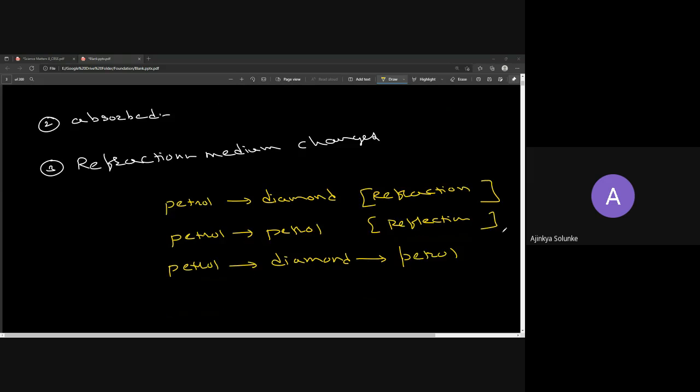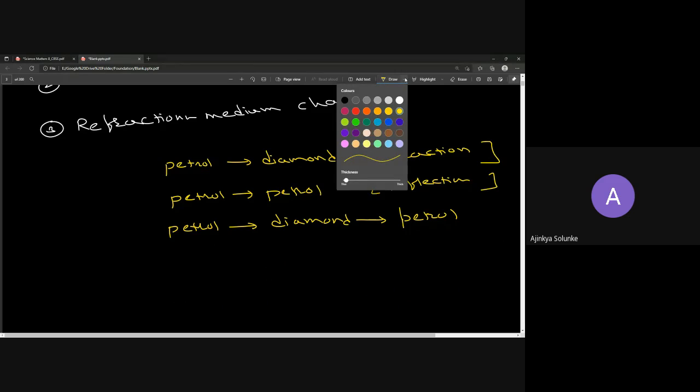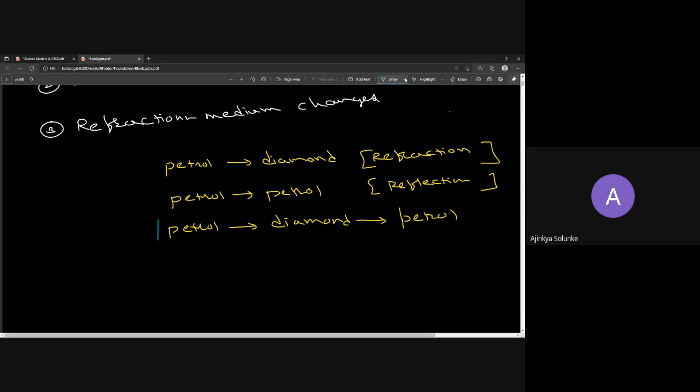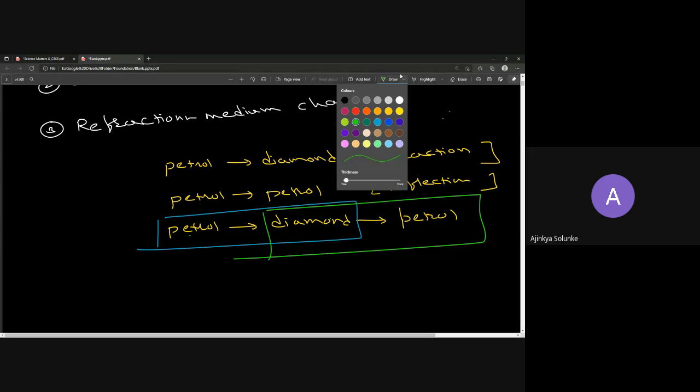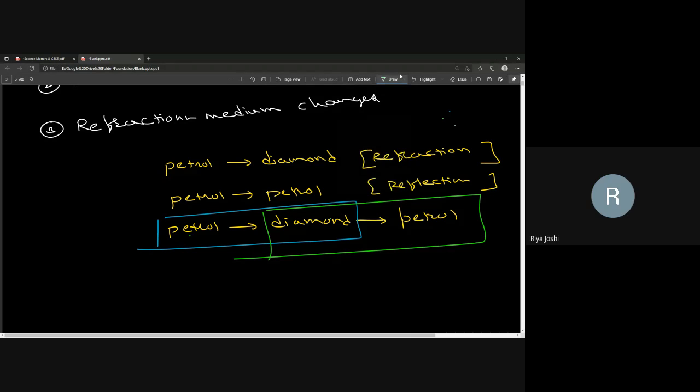See, in such cases, what you have to do is think about it in individual terms. For example, you need to compare these two first, and then compare the remaining two. Okay, so what about petrol and diamond? Is it reflection or refraction? Refraction. This is definitely refraction, the medium is different.